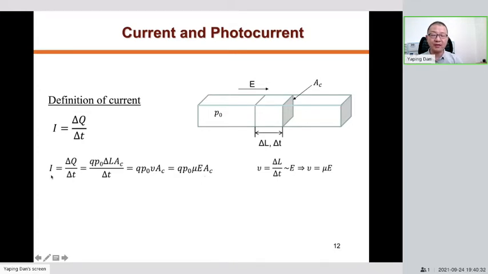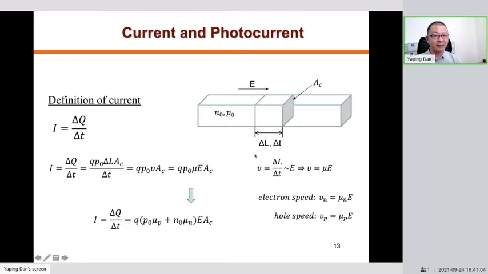So that is an expression of the current, equal to the unit of charge, times the charge concentration, times the mobility, times the electric field intensity, times the cross-section area. The electric field intensity is actually equal to V divided by the length of this material. So in the end, this is Ohm's law. Okay, this is Ohm's law.